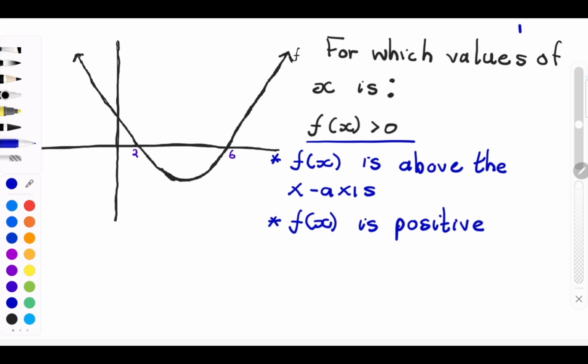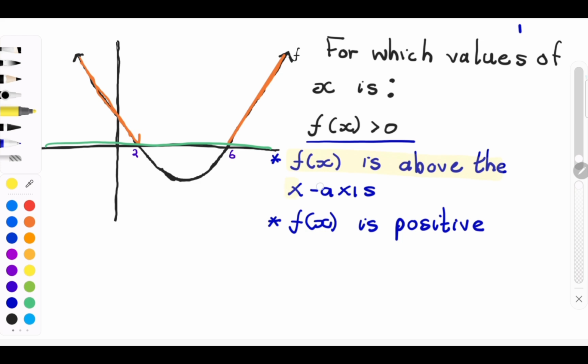right? So where do we have positive y values? Where is f of x above the x-axis? F of x is above the x-axis right here, this part, and this part here. This orange part and this orange part here is above the x-axis. So x-axis is right here.